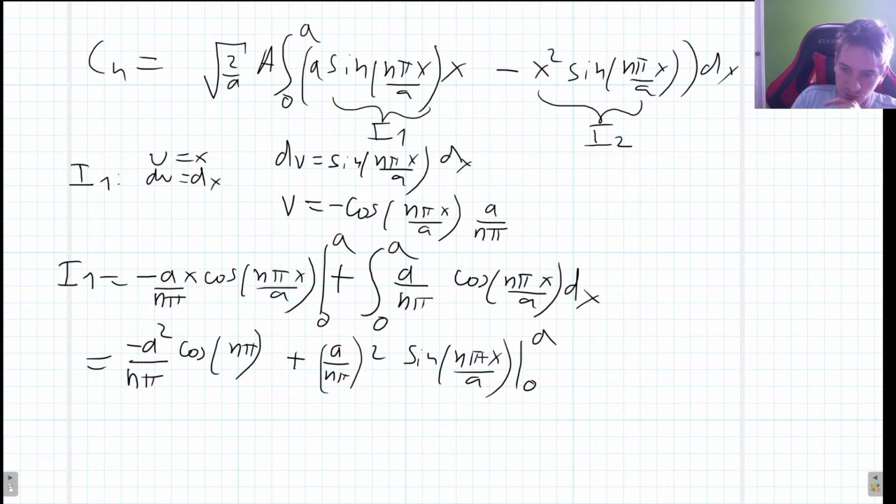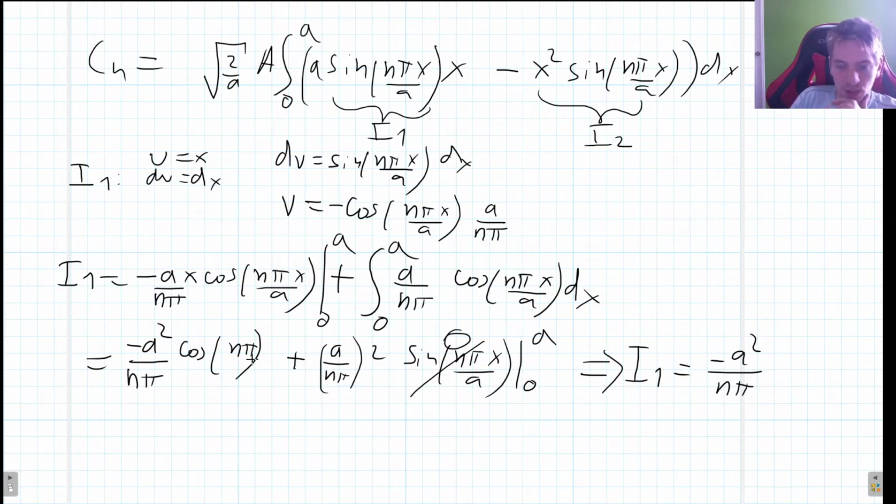But as we saw before, this is just going to be 0. Okay, so this part is just 0. So this I1 is just going to be minus a squared divided by n pi times the cosine of n pi.